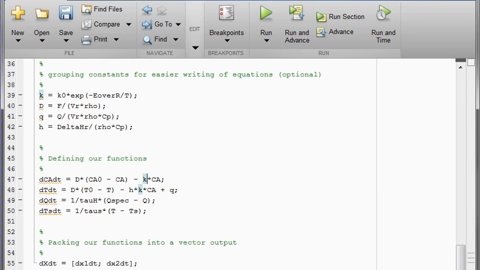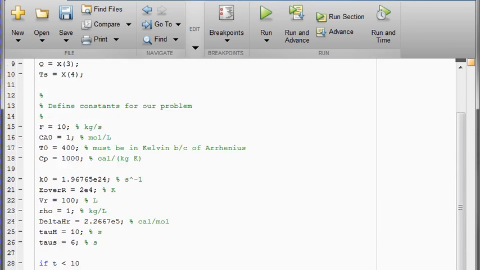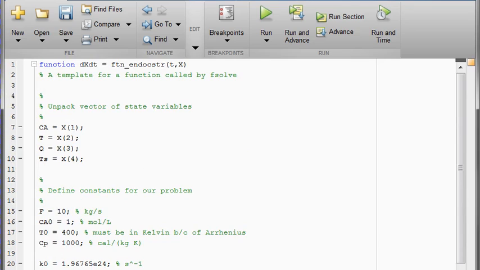And so that's another reason why the simpler form of the equations is better. Okay, so the last step here in this function is to pack up my four differential equations into my vector output, and they have to go in the order that I unpacked my state variables originally. So the state variables were unpacked in this order. First was the concentration of A, the second was the temperature, the third was the heat load, and the fourth was the temperature sensor value.